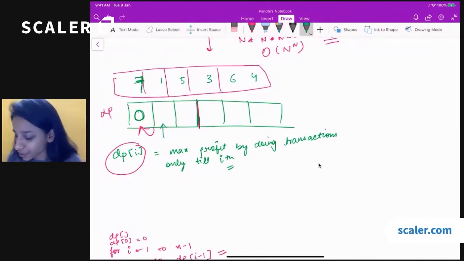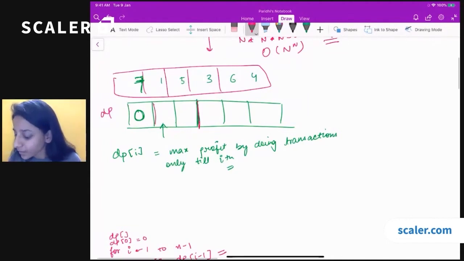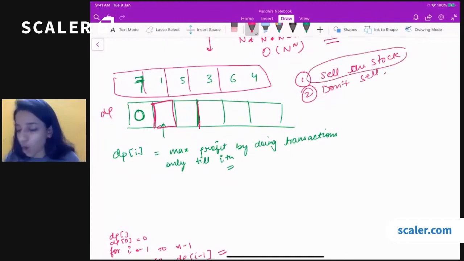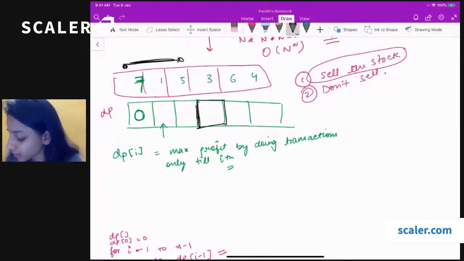Now if we go to the next position, we have two options. Either we can sell the stock on this particular day to get the profit, or second, don't sell. These are the only two options. Now in case of selling the stock, let's say we are at position I, and for selling the stock we will start from the beginning all the way till I minus 1.